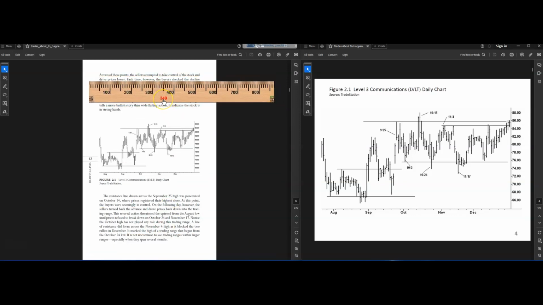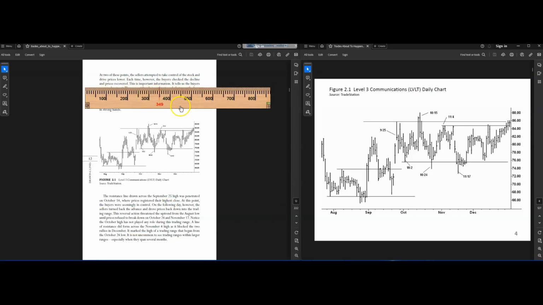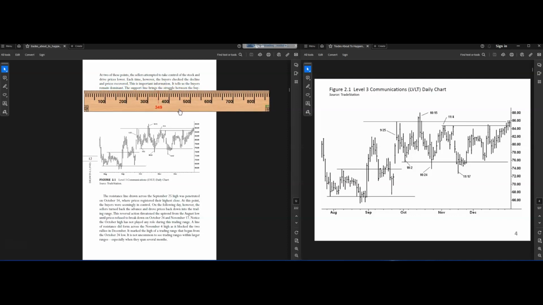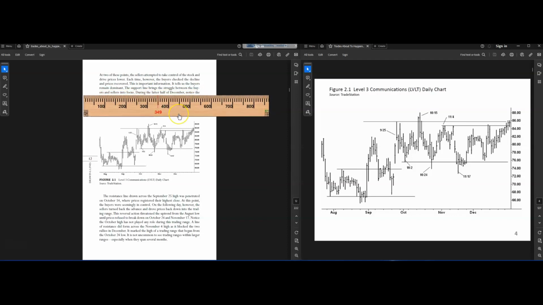At two of these points, sellers attempted to control the stock and drive prices lower each time. However, the buyers checked the decline and prices recovered. It's important information. It tells us that buyers remain dominant. The support line brings the struggle between the buyers and sellers into focus. I think he's talking about these points, 10-2 and 10-24. Sellers try to push, rejected. Again, rejected.